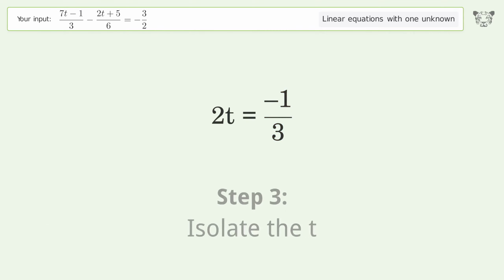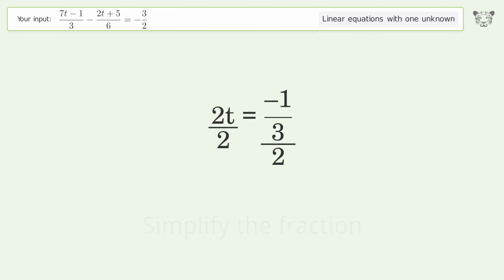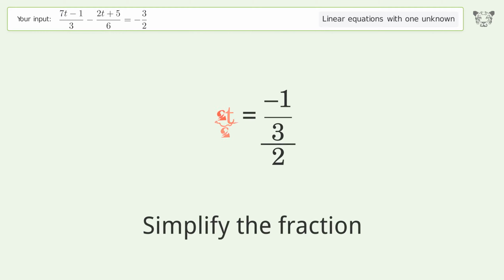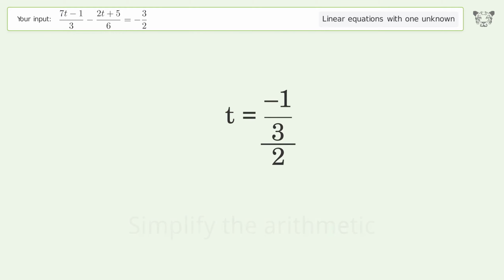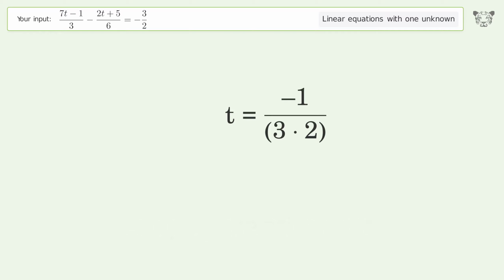Isolate the t. Divide both sides by 2. Simplify the fraction. Simplify the arithmetic. And so the final result is t equals -1/6.